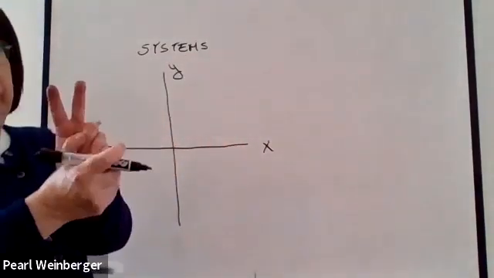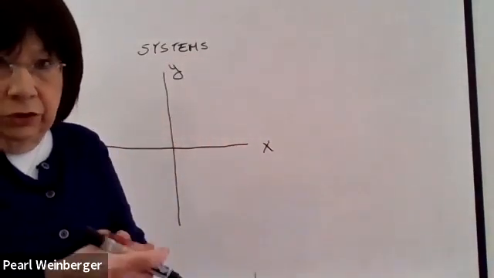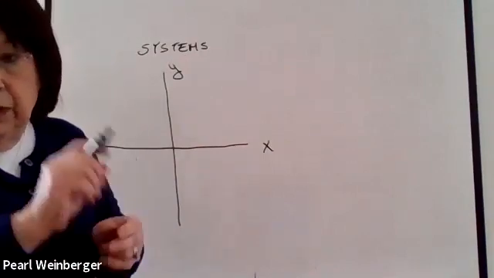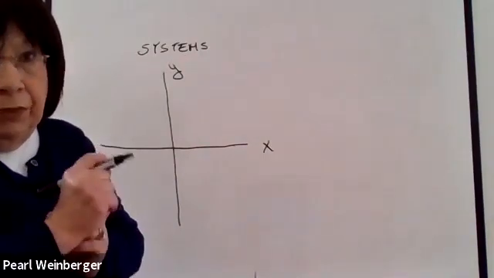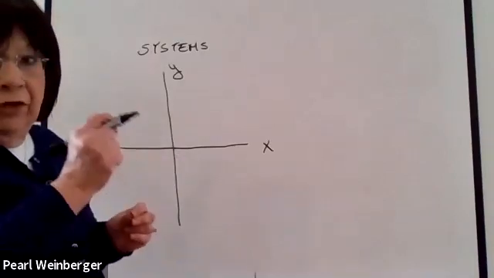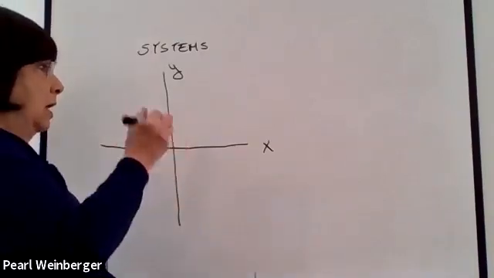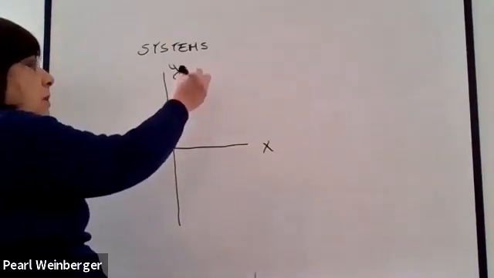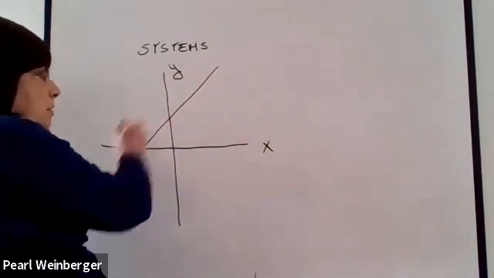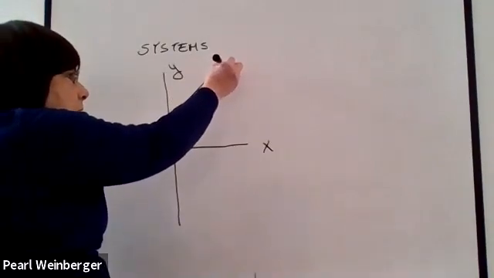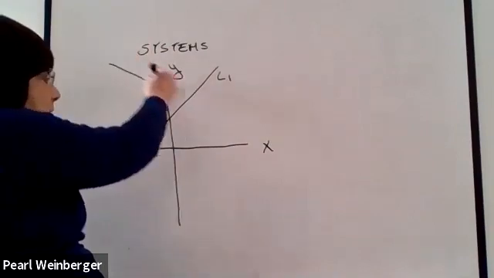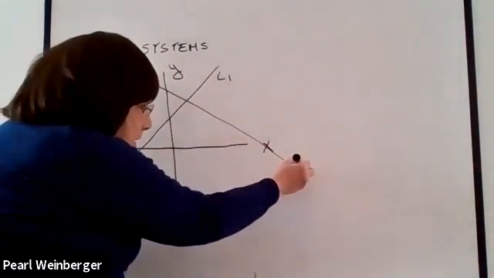So in a system of equations, I'm going to have two equations representing two lines. Let's think what could happen when I graph two lines on the same set of axes. Well, let's say this is our first line. Let's call this L1. And this is my second line, L2.